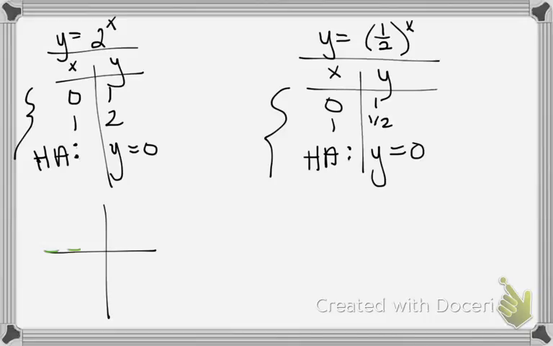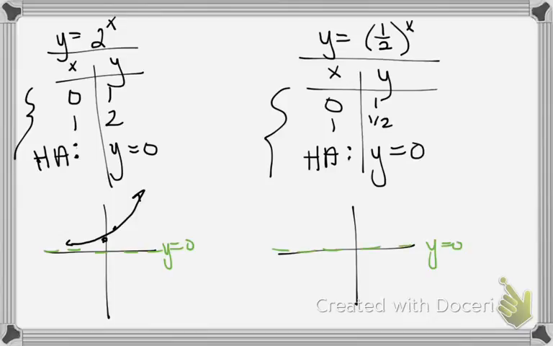Okay, what we end up getting are basically two opposite functions. So one of them is growth, and one of them is decay. So 0, 1, and 1, 2 ends up giving us this curve right here. And for our second one, we still have that y equals 0 asymptote. Remember, our asymptote is where our function cannot touch or cannot cross. It's undefined here.